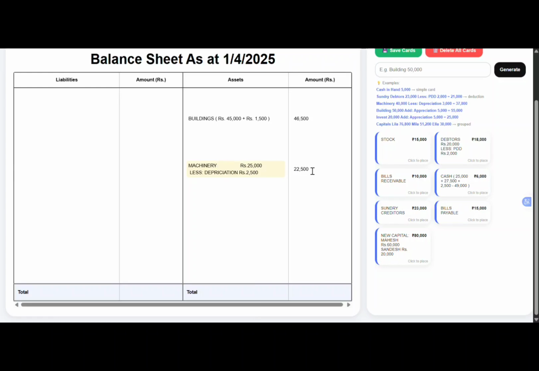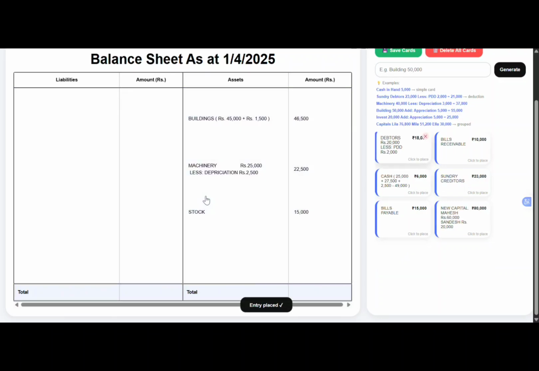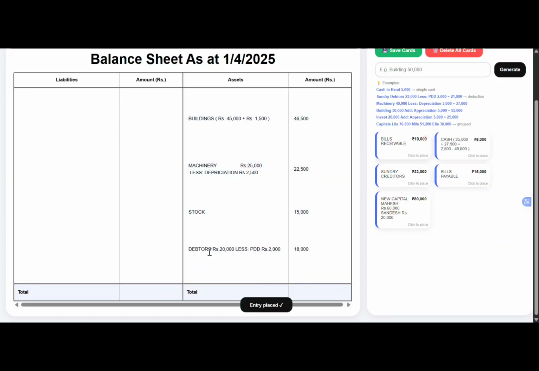Now as per the order given in the old balance sheet, we have stock. As per the stock, there is no adjustment. We're going to just bring down the stock as it is, as there is no change in the value of stock. Stock is 15,000. So you can write it as it is. Next we have the debtors. For debtors, there is a PDD. So we have to reduce the debtors in the balance sheet. So debtors will be 20,000 less the PDD rupees 2,000. So the reduced value of debtors will be 18,000 in the balance sheet.